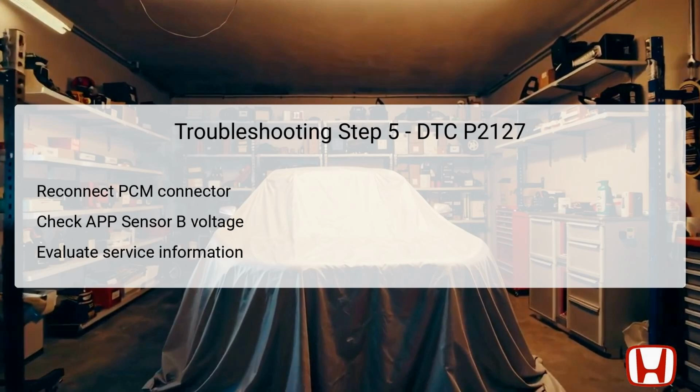Begin by removing the jumper wire from the APP sensor 6P connector and reconnecting the PCM connector A, which has 50 pins. Next, you will set up a test by connecting terminals A and B, where terminal A is at APP sensor connector number 1 and terminal B is at APP sensor connector number 3. Turn the vehicle ignition to the on mode and employ the HDS to check the voltage at APP sensor B. You are checking for values that should be below 0.2 volts, confirming that the circuit is functioning correctly.